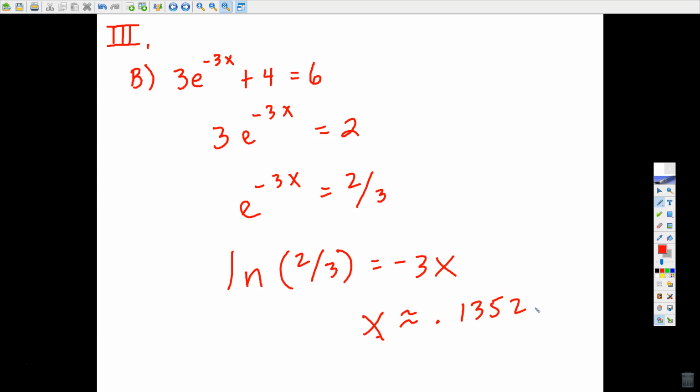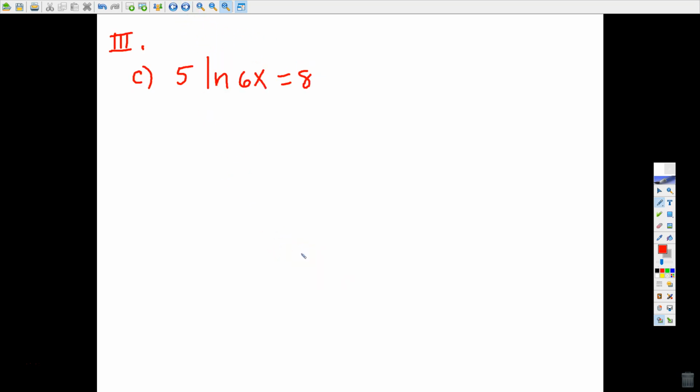Okay, if you got it, raise your hand. Are you following the process? Get e by itself, change it to a natural log, turn it over to your calculator basically from that point. Okay, now let's look at some that are log equations.